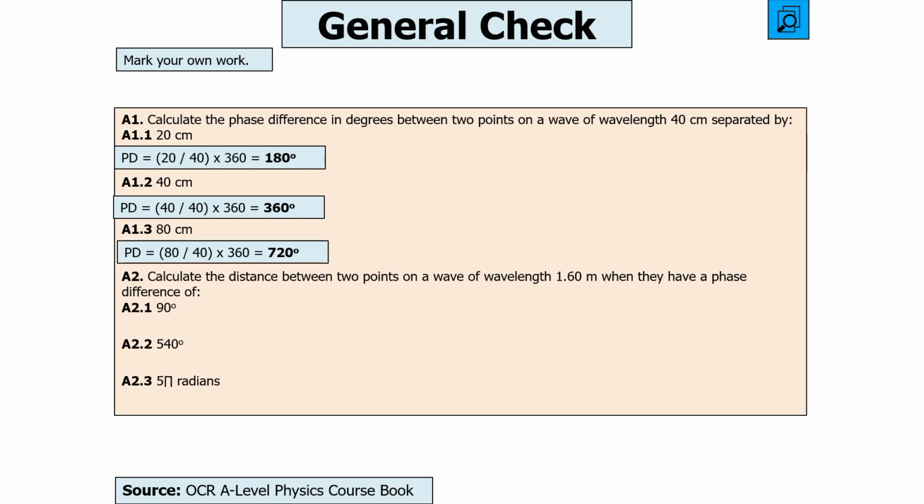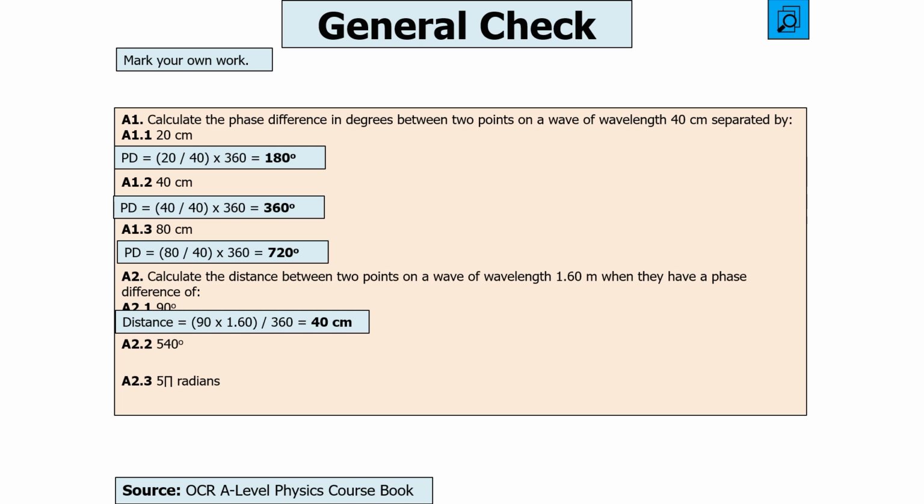Now at 80 centimeters, that's in fact 2 wavelengths, so therefore that's 720 degrees. You could also say it's back to 0 again, because it's just gone around the circle again twice. Now in this next question, you're going to have to work out how big the difference is. Now again, remember, one wavelength is 360 degrees.